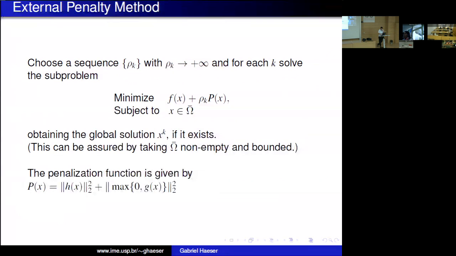It's interesting to note that you can assure existence of this global solution xk simply by choosing this set omega bar as a non-empty compact set. We previously assumed that it was closed. Now, if you want to guarantee existence of a solution at each iterate, you can impose that it's a non-empty bounded set. And the penalty function, we will choose this one.